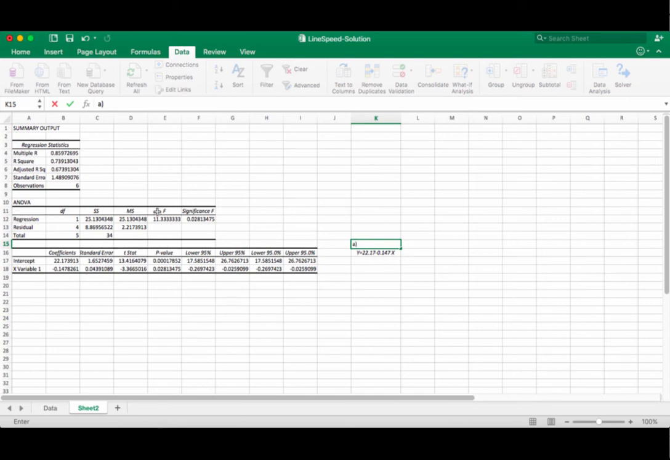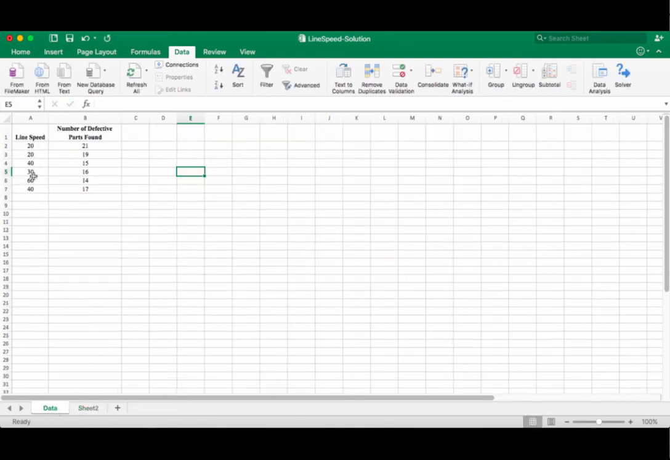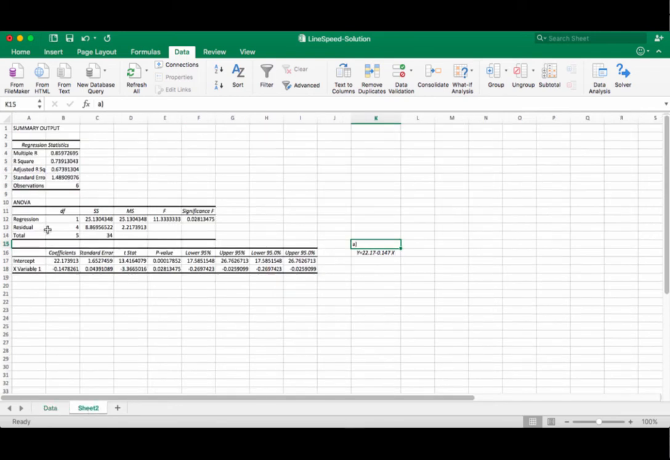Some characteristics: F is greater than 10, which means that the model is valid. These are the degrees of freedom, 1, 4, and 5. We have a total of 5 degrees of freedom because the data had 6 observations. So basically, this is n minus 1, the total degrees of freedom.